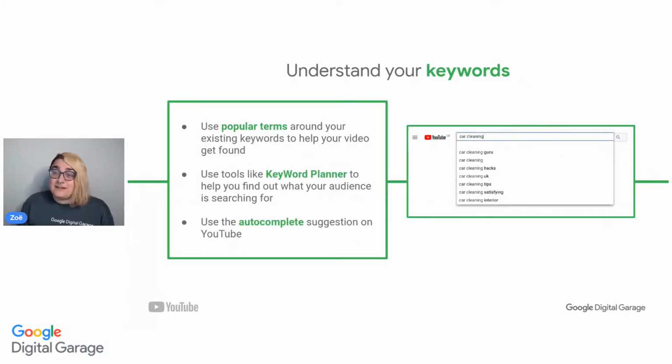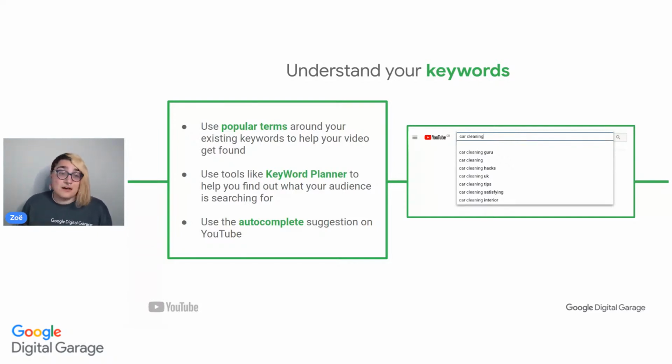Keywords are important, and you can use tools like Keyword Planner as well as Google Trends to work out what your audience is searching for. Now, remember, you want to use popular terms. A really easy option is to start typing in your vague topic and see what comes up on autocomplete. So here we've got car cleaning. The thing that comes up first is car cleaning guru, then car cleaning hacks. We've also got car cleaning tips and car cleaning satisfying, which presumably is people who want to just watch the experience of it being cleaned.